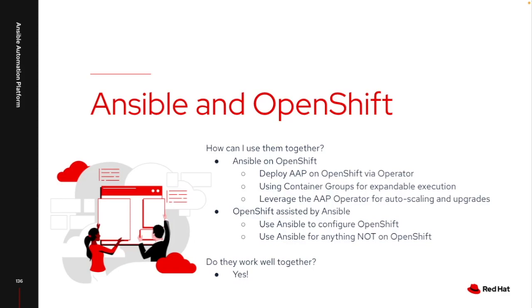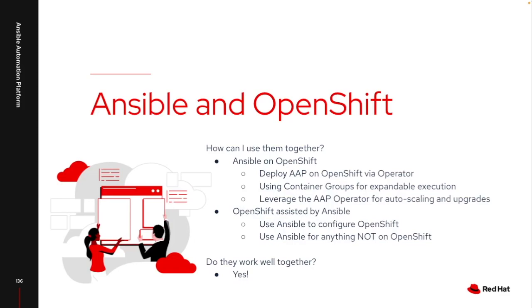That operator does make it much easier in some cases to handle auto scaling, since I can set both requests and limits inside OpenShift for my applications. And then I can upgrade the operator itself, which can streamline some of the actual upgrade process for the Ansible automation platform pieces.